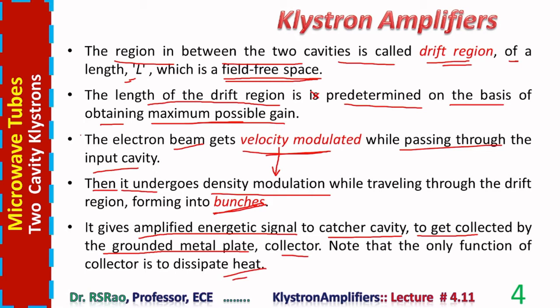Now, a point to understand here. Here is a beam, an electron beam. The beam is velocity modulated by the signal. The velocity modulation ultimately leads to density modulation, which gives rise to the formation of bunches.